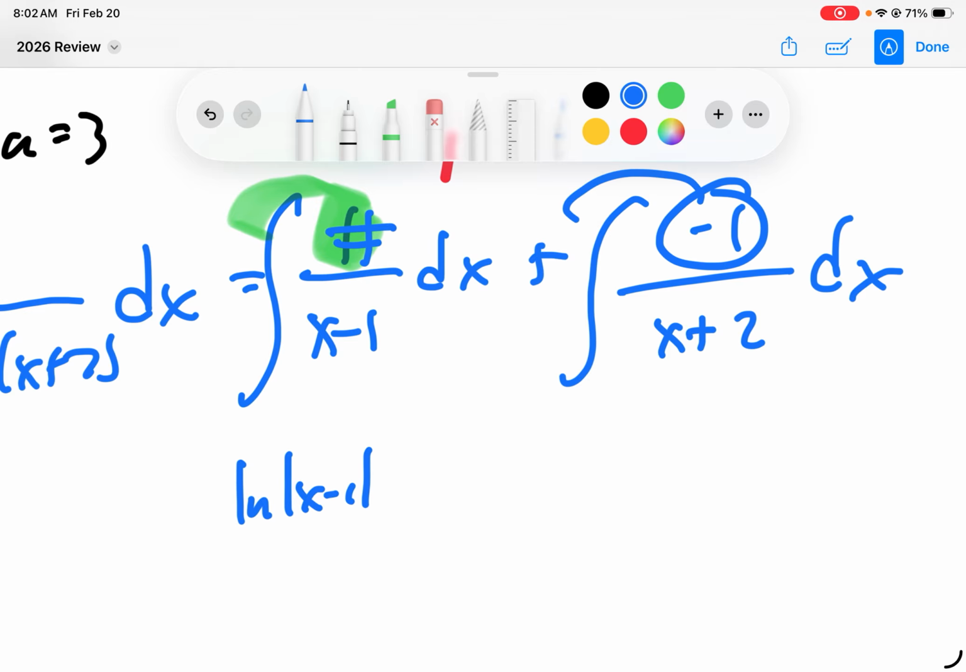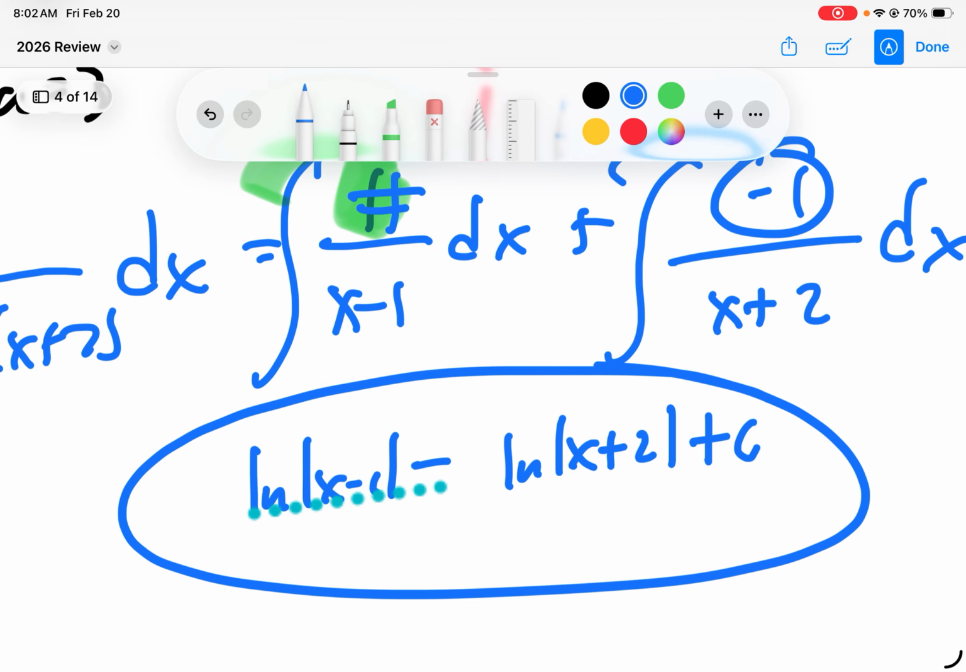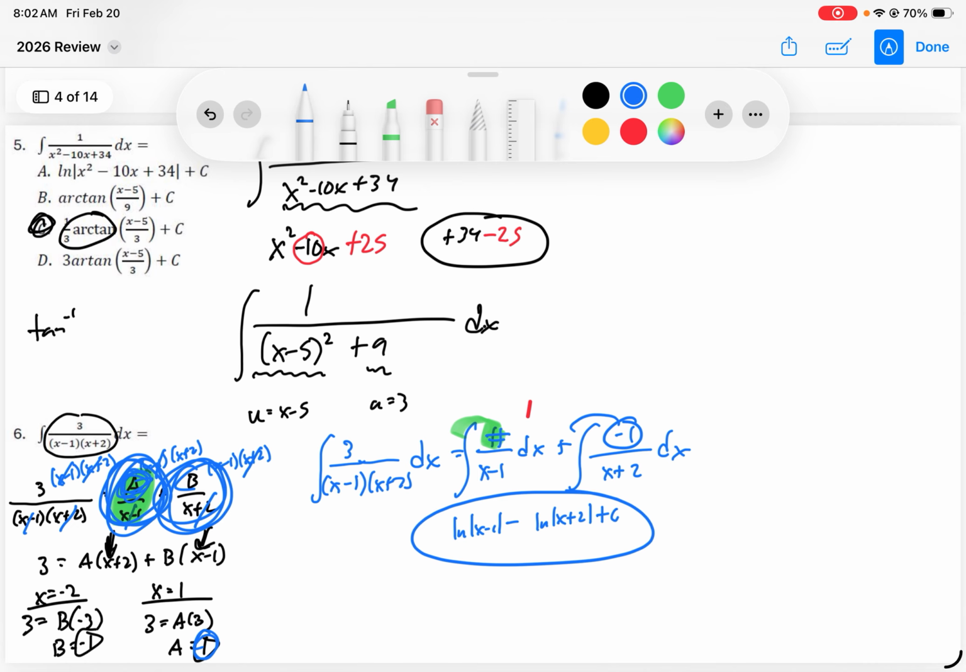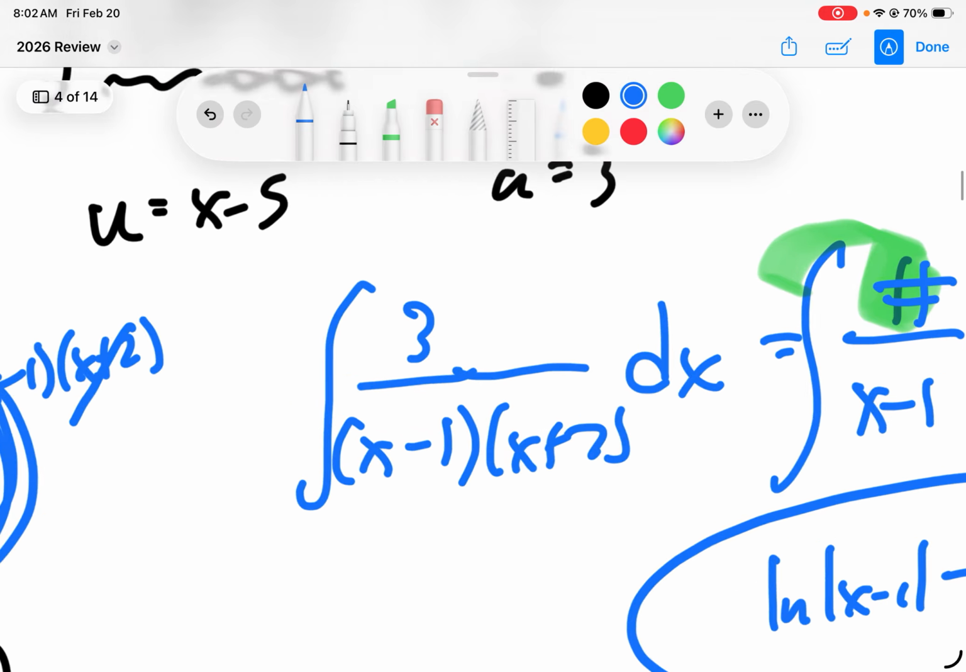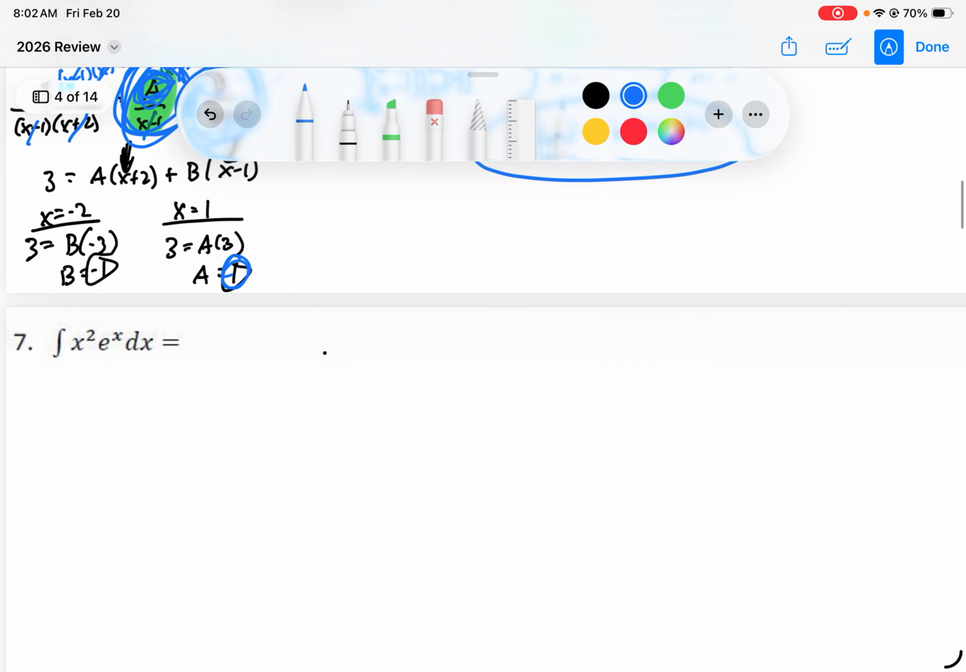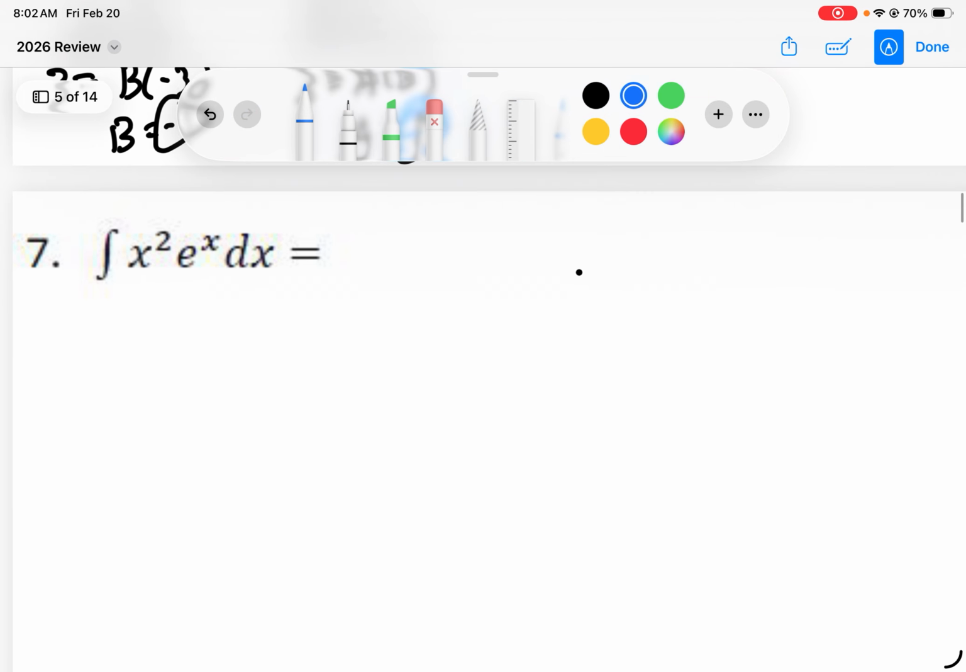But this negative makes that minus, so minus the natural log of x plus 2, and don't forget the plus c. In multiple choice, I'll have the plus c there to remind you, but if this is FRQ, make sure you put the plus c. If you don't have that constant of integration, you get it wrong. And the constant of integration is only needed when you don't have numbers for the limits of integration. All right. Number 7. Oh gosh. Okay.